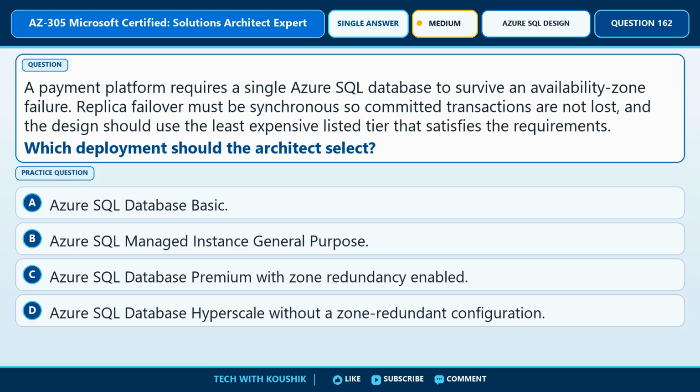Options. Option A, Azure SQL Database Basic. Option B, Azure SQL Managed Instance General Purpose. Option C, Azure SQL Database Premium with Zone Redundancy enabled. Option D, Azure SQL Database Hyperscale without a zone redundant configuration.